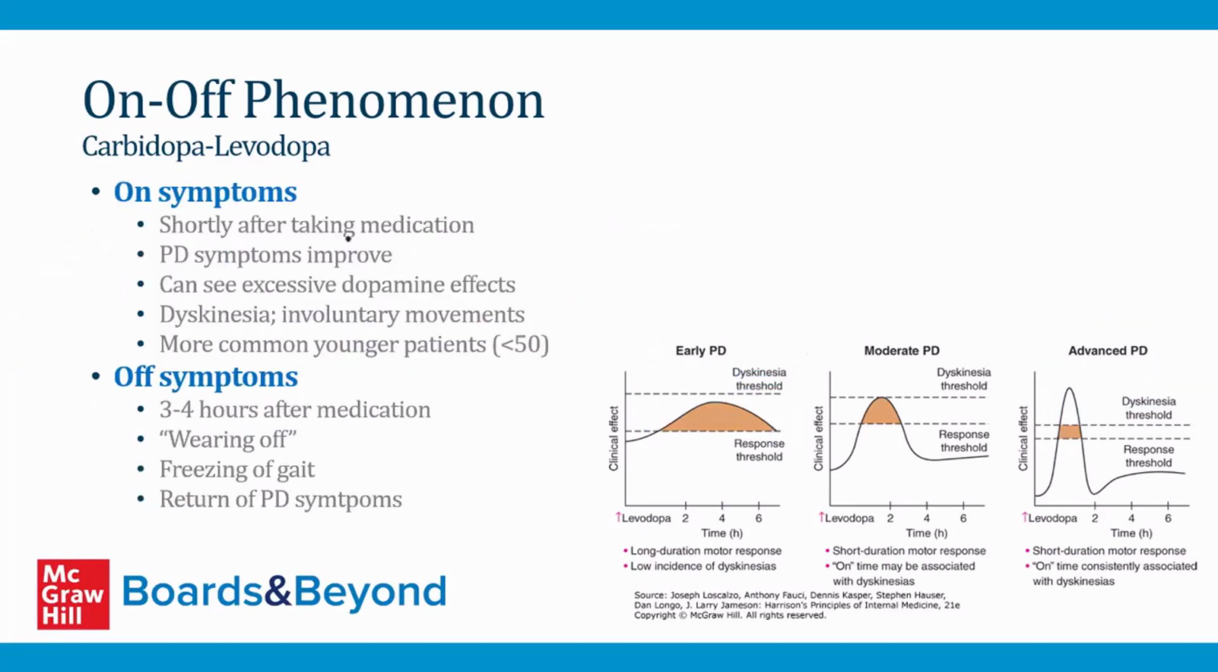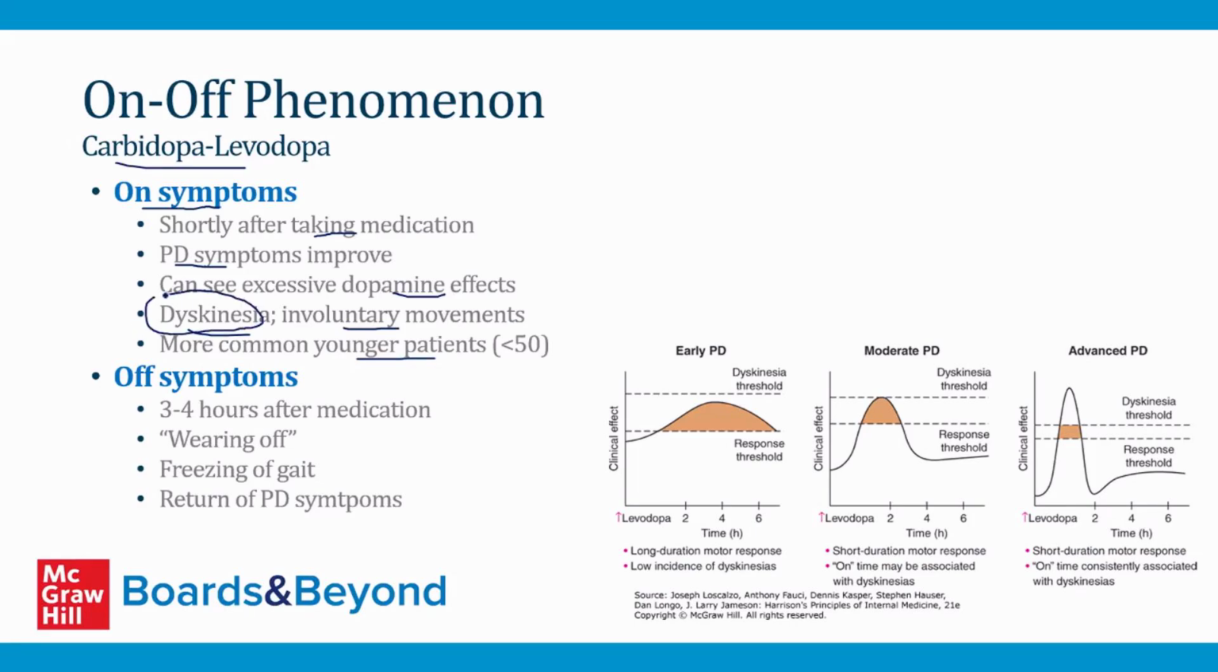So just to make this very clear, patients with the on-off phenomena develop on and off symptoms. So the on symptoms occur shortly after taking the medication. Their Parkinson's disease symptoms improve, but they can see excessive dopamine effects. These effects are called dyskinesia. It refers to involuntary movements. And this is obviously an unwanted effect of carbidopa-levodopa. This type of problem, dyskinesia, is more common in younger patients, and we'll talk about this later, but young patients with Parkinson's disease are often not treated with carbidopa-levodopa because they commonly develop dyskinesia, the on symptoms.